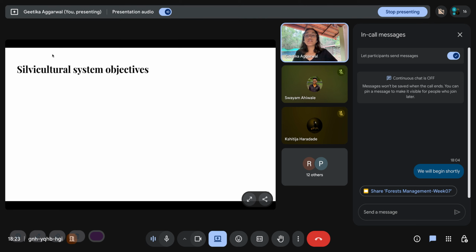Then there are certain objectives of the silvicultural system itself. One of them is basically producing predictable harvest returns over time. So, when you are looking after a particular forest stand and you're going with certain stand objectives, you also have certain objectives in mind based on which you choose your silvicultural practices.